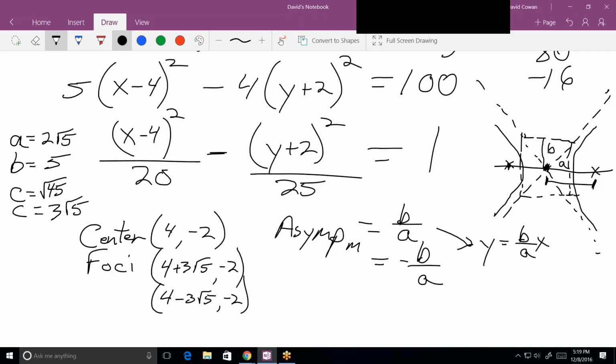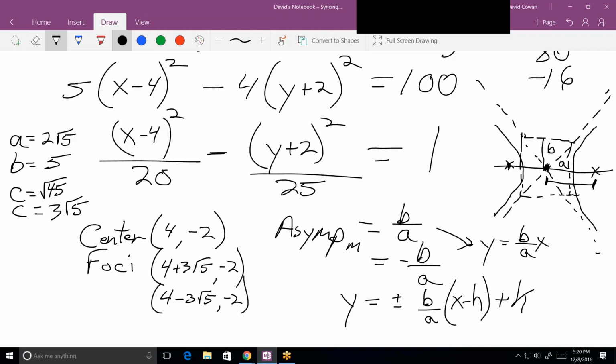If the center is not the origin, and you're dealing with a horizontal hyperbola, like we are, then the equation is y equals plus or minus b over a times x minus h, plus k. That shouldn't be that hard to remember. It's like vertex form, almost. We have that one on our sheet too.